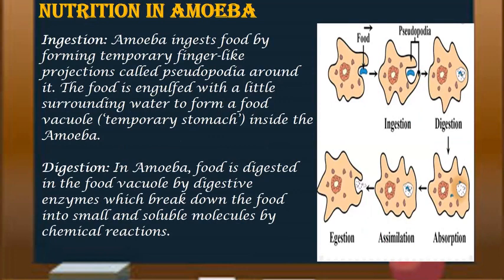Let's see how amoeba takes the food. Ingestion is the first step. Amoeba ingests food by forming temporary finger-like projections called pseudopodia around it. The food is engulfed with a little surrounding water to form a food vacuole inside the amoeba. This food vacuole in amoeba is also called a temporary stomach. The next step is digestion. In amoeba, food is digested in the food vacuole by digestive enzymes which break down the food into small and soluble molecules by chemical reactions.